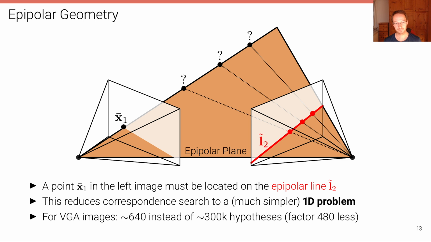So as an example, for VGA images, if we wanted to find the correspondence in the right image for that pixel here, and we wouldn't have such a simplification to a 1D search constraint, then we would have to search all the pixels in the right image, which for VGA resolution would correspond to 300,000 pixels. So we have 300,000 hypotheses that we need to compare in terms of little image patches, let's say. Now, if we just have to search along the epipolar line, and let's assume the epipolar line is roughly horizontal, then we have roughly 640 pixels only. So a factor 480 less computation, which is significant, of course.